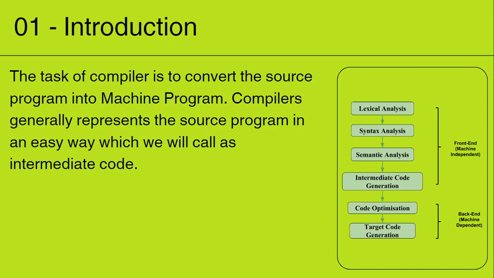So let us introduce the concept of intermediate code. The task of a compiler is to convert the source program into a machine program. Compilers generally represent the source program in an easy way, which we will call intermediate code. As we can see in the diagram, intermediate code generation will convert the complex program into an easier way.